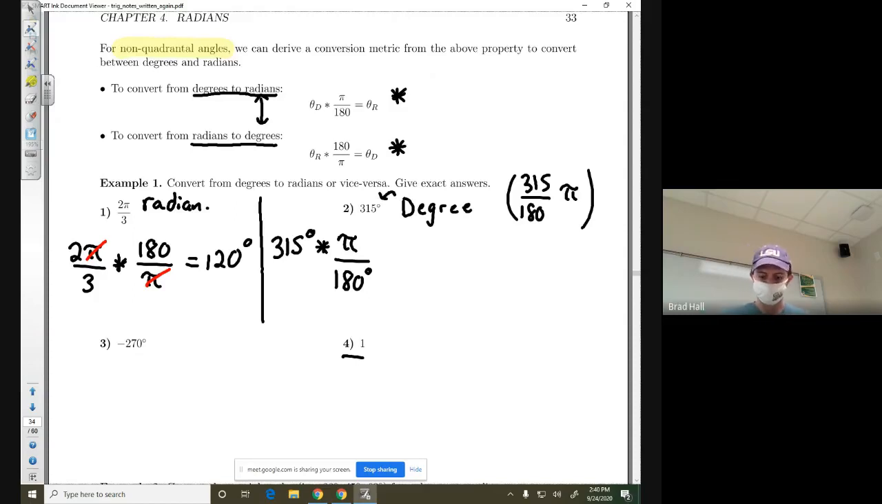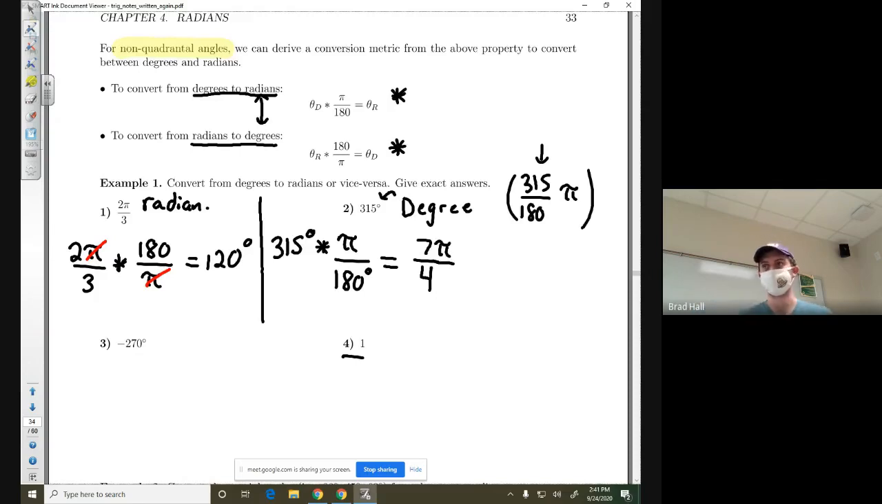So 315 divided by 180. And when it says exact answers, I am going to want a fraction. Whether it's an improper fraction or simplified, whatever the case is, I want a simplified fraction. I'm just making that clear now. I will be going off of that for the rest of the time I talk about radians. So 315 divided by 180 is 1.75, and I'm going to convert that. So that's 7/4. And now I can throw the pi in at the end.